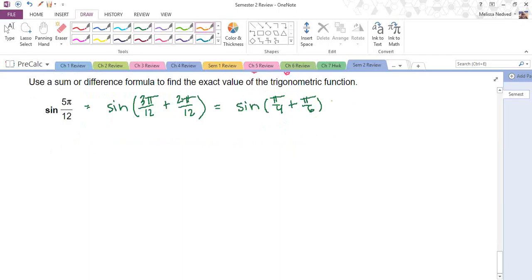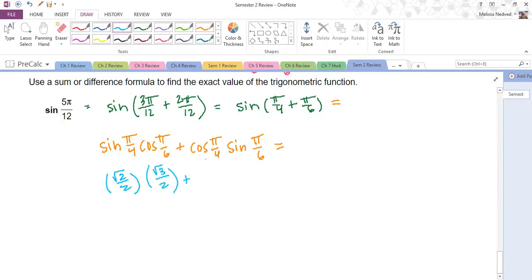But remember, I do not just take sine of pi over 4 and add it to sine of pi over 6. I need to use my sine sum formula, which says sine of my first value, or like alpha, pi over 4, times cosine of beta, which is pi over 6, plus cosine alpha, cosine of pi over 4, times sine of beta, sine of pi over 6. Now I can do a direct substitution. What is sine at pi over 4? That's root 2 over 2. What is cosine at pi over 6? That's root 3 over 2. Plus, what is cosine at pi over 4? Root 2 over 2. And sine at pi over 6 is 1/2.